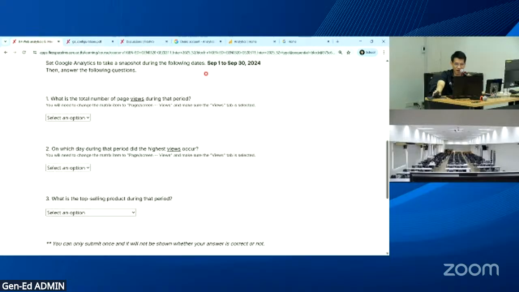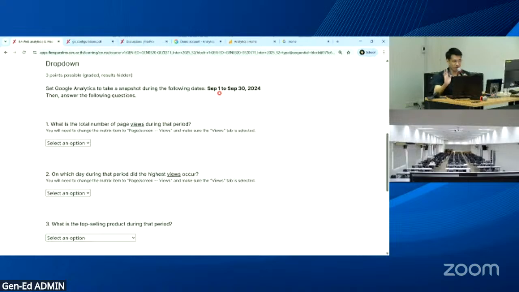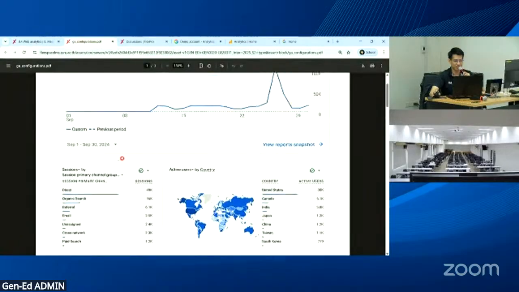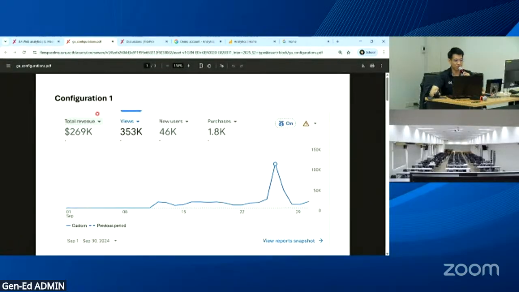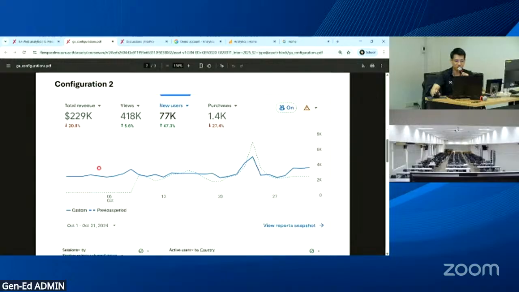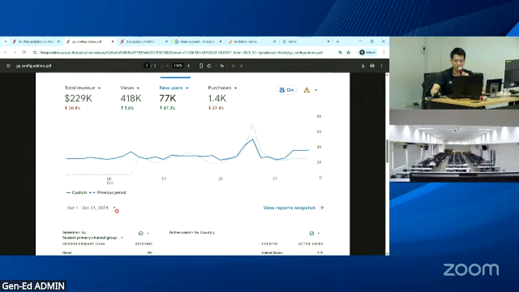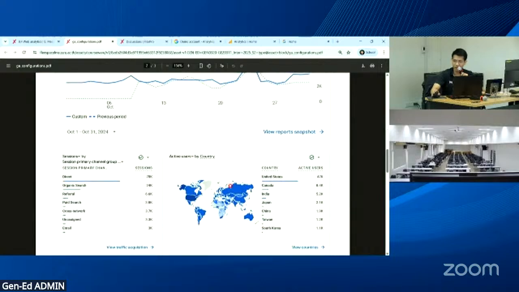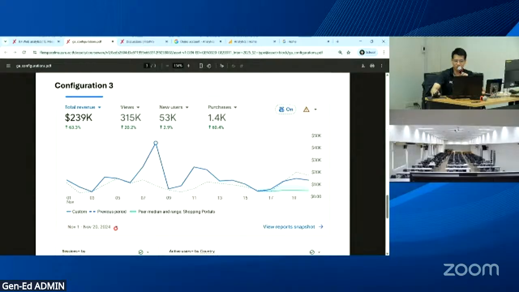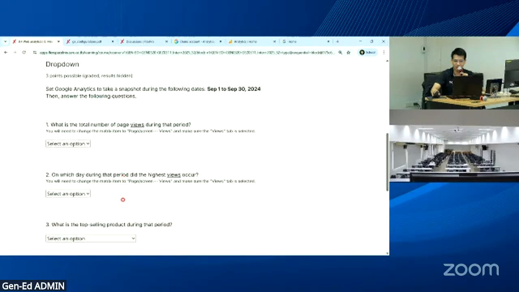So if you get another set of questions, not September 1st to September 30, please look at the screenshot first. Click this small button and see which configuration matches your problem. Configuration 1 matches September 1st to September 30, 2024. Configuration 2 matches October 1st to October 30, 2024. The set of questions can be different, but the information you want to know is already on the screenshot. Configuration 3 should match November 1st to November 20, 2024. And the information from the screenshot will help you answer the question.